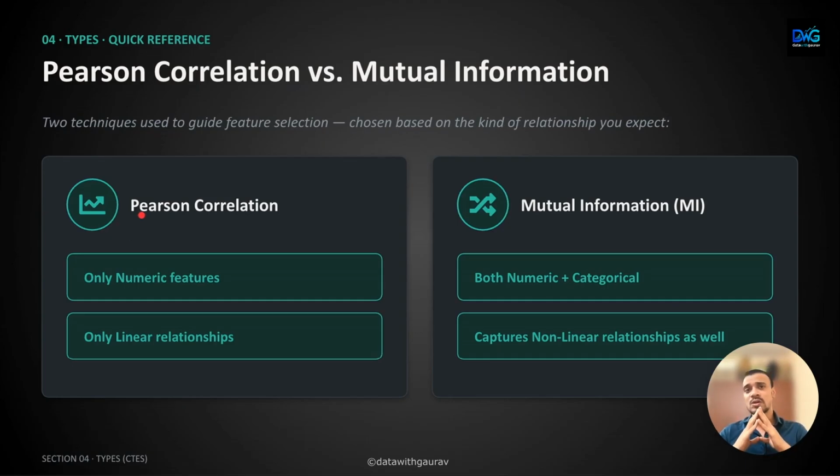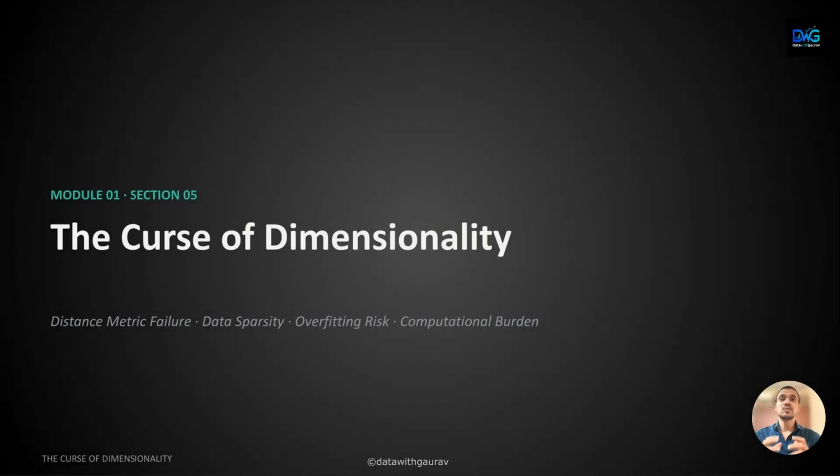So, for now, think of Pearson correlation and mutual information as two different lenses for measuring how informative a feature is. We will revisit all these techniques in much greater detail later in this module, where we will understand how they work, when to use each one, and how to interpret the results of both mutual information and Pearson correlation. Next up is one of the most important concepts called curse of dimensionality.